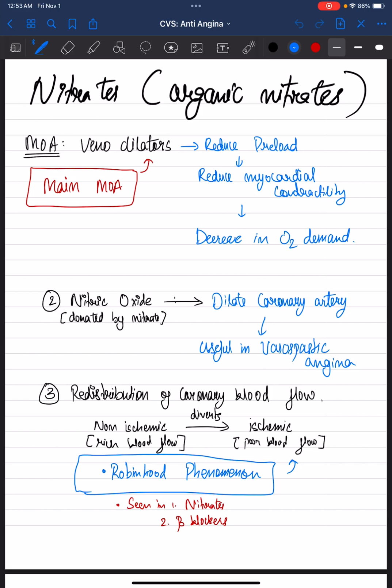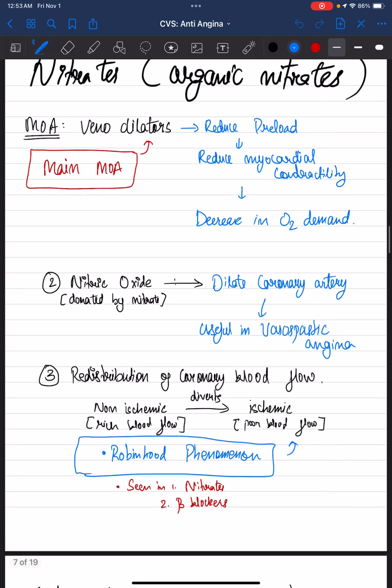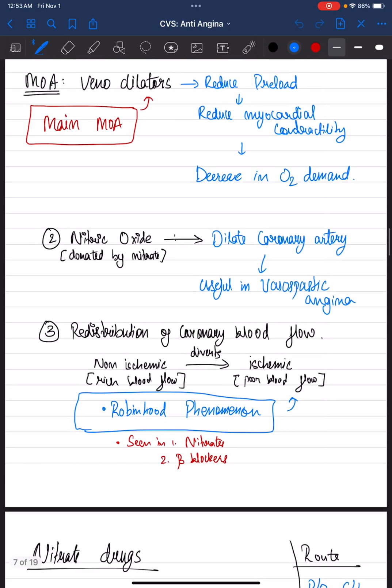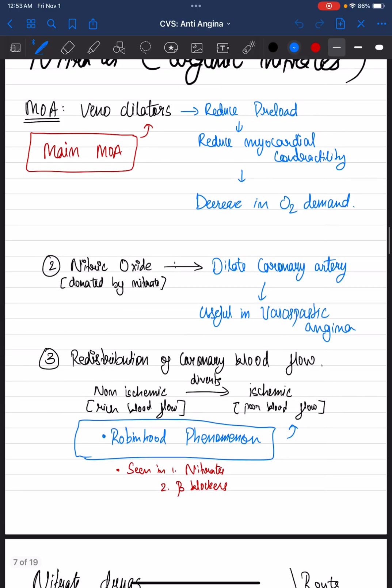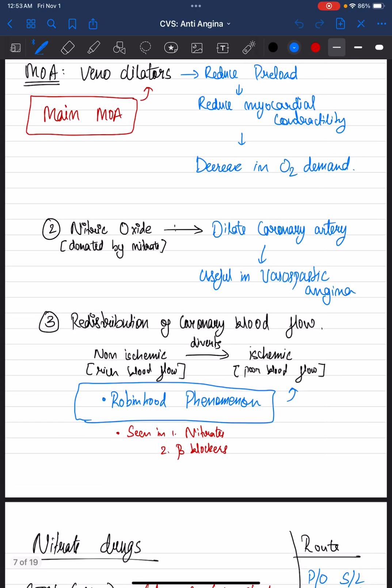And because of the decrease in the myocardial contractility, or the contractility of the heart, there is a decrease in oxygen demand. The second mechanism of action of nitrates is by donating nitric oxide.